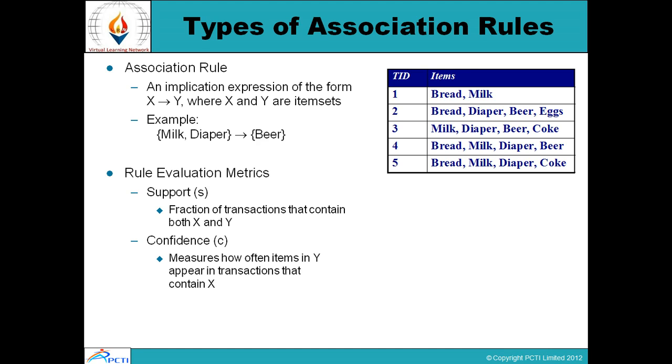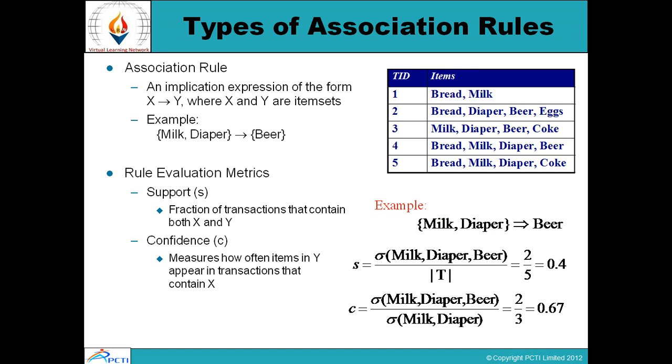Y is the resultant product, in the form of beer. The rule evaluation metric requires two important parameters: S for support and C for confidence. The fraction of transactions that contain both X and Y is called the support. Confidence measures how often items in Y appear in transactions that contain X. I repeat, it measures how often items in Y appear in the transactions that contain X.